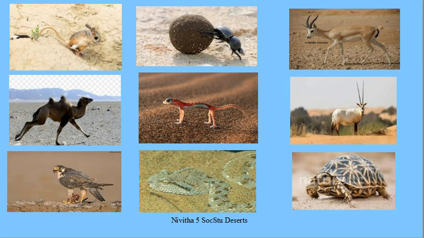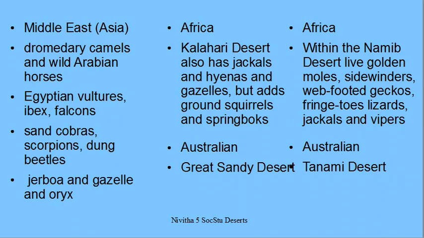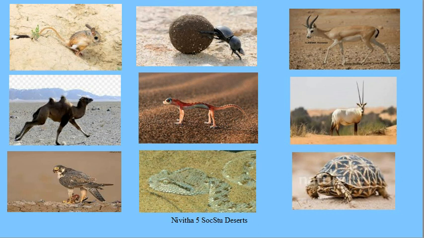We have seen there are certain animals, which have geckos. It is a web-footed gecko. What you have seen here is a web-footed gecko. This is the Bactrian camel with a double hump. And these are the vultures.